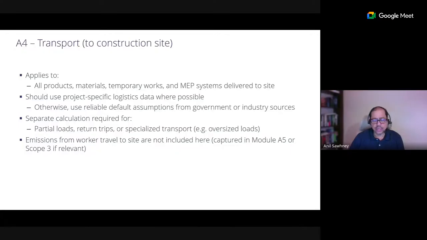project-specific logistics data. So if ready-mix concrete trucks travel 17 kilometers to reach your site, you should use that in calculations. But as I said previously, we generally tend to make assumptions. We use EPDs that have built-in distance factors. So we don't go into very accurate calculations because remember, A4 is a tiny portion of the overall life cycle emissions that are going to come from our projects.